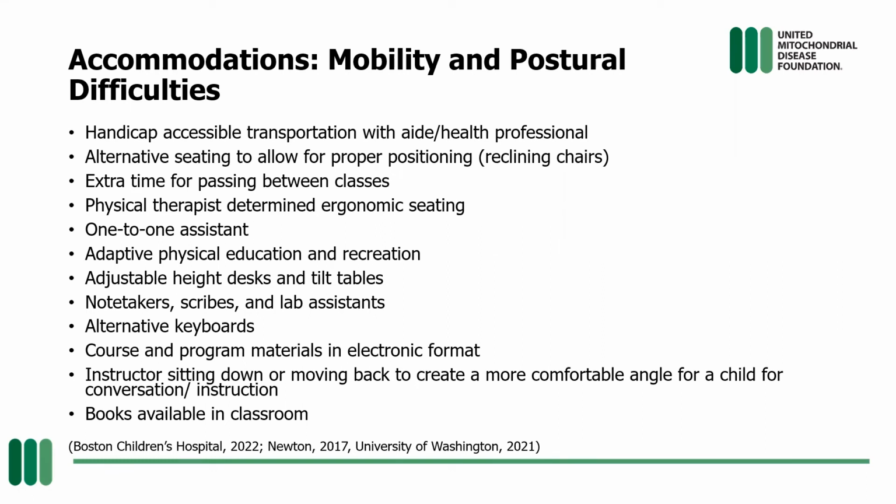If your child is required to have textbooks, then they need to have books available in the classroom and a second set of textbooks for home, so they're not carrying things back and forth. And the instructor sitting down or moving back to create a more comfortable angle for a child for conversation and instruction. No one should have to sit in their wheelchair and look up at the teacher all the time. That instructor can make some simple modifications to take some of that pressure off of that child to constantly have to look up at that instructor.